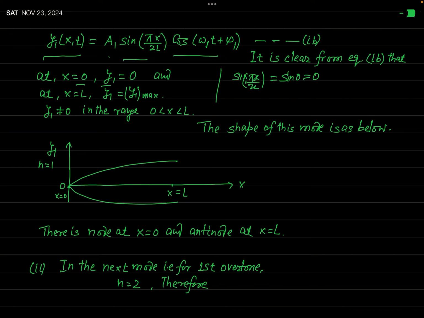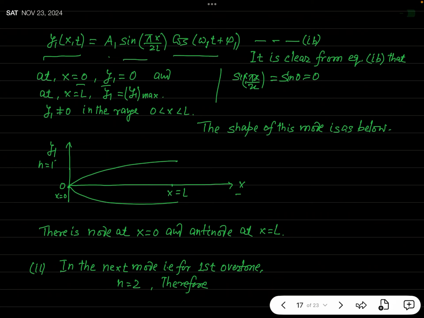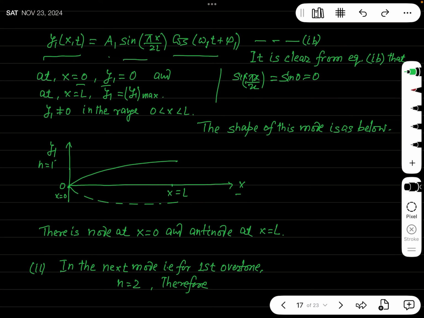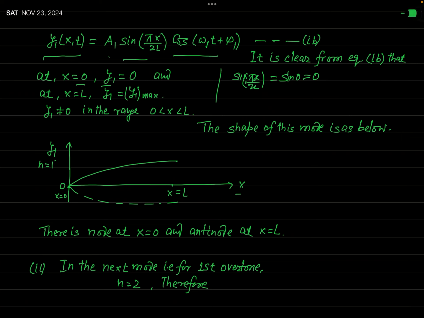Okay. So you can see I have shown here the graphical plot of y1 against x. And you can see that actually y is 0 at x equal to 0. And you know where displacement is permanently 0 at all times, that is called a node. So actually in this case, this point O is just a node.